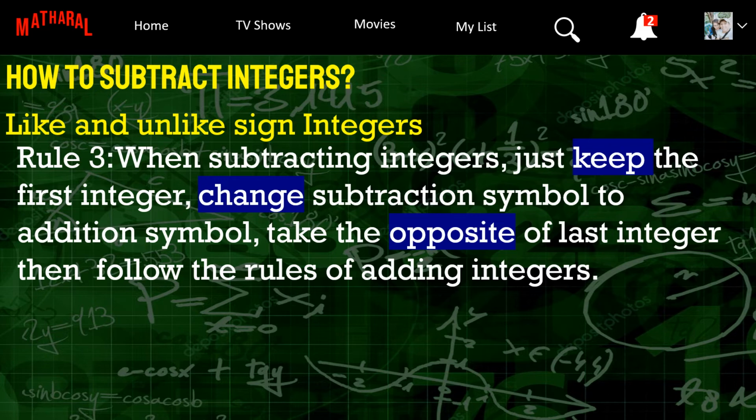When subtracting integers, just keep the first integer, pananatilihin, and change the subtraction symbol to addition symbol. Take the opposite of the last integer, then follow the rules of adding integers. Alright. So as you can see, there were 3 words highlighted: keep, change, and opposite. Malaki po ang role nito sa ating gagawin step by step. So let's move forward.